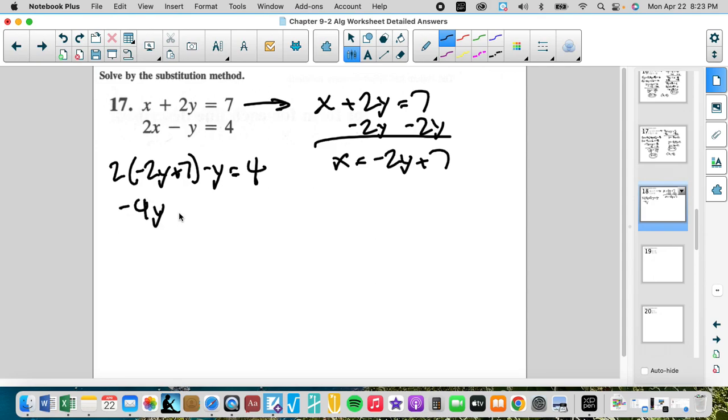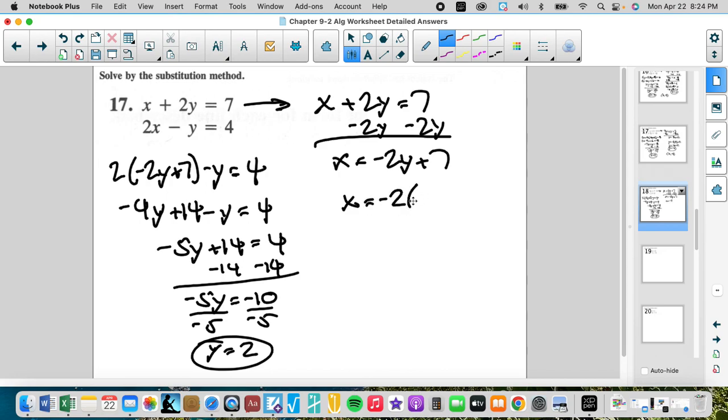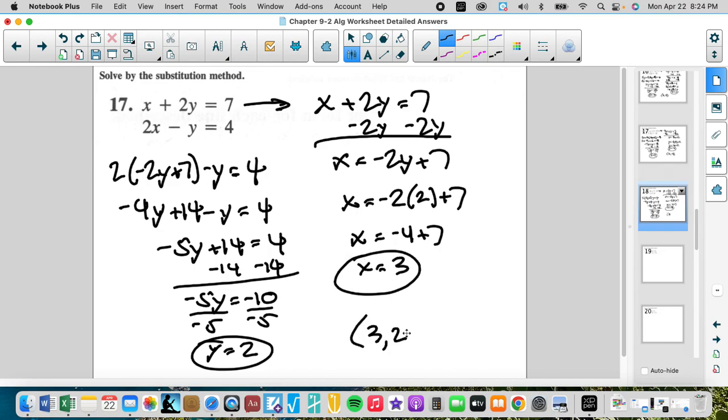Negative 4y plus 14 minus y equals 4. That's negative 5y plus 14 equals 4 minus 14 minus 14. Negative 5y equals negative 10. Divide by negative 5. Y equals 2. So we get x equals negative 2 times 2 plus 7. X equals negative 4 plus 7. X equals 3. So that solution is 3, 2.